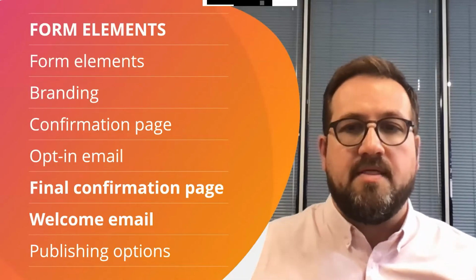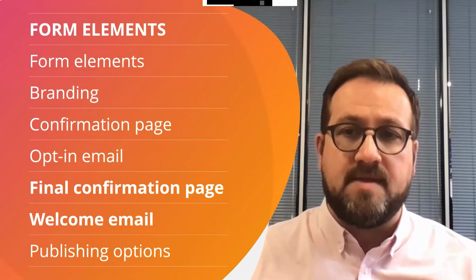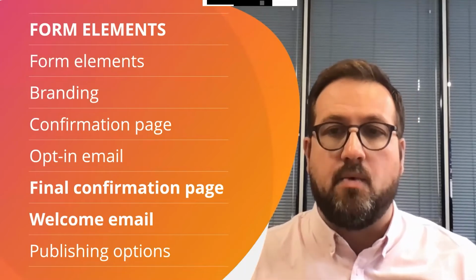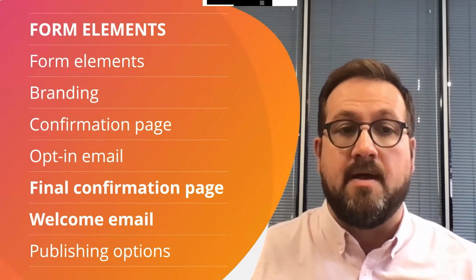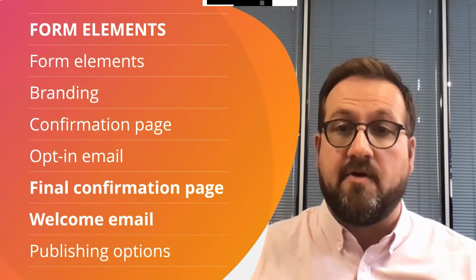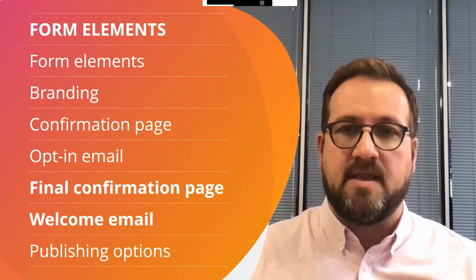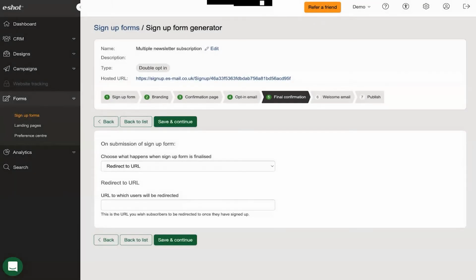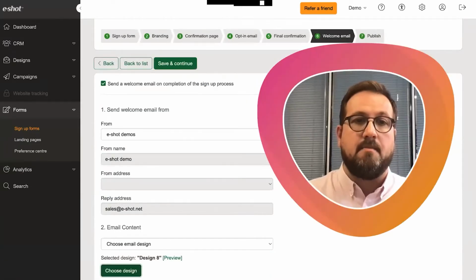Then we move on to some more optional steps, but I would still say they're important. So after they've opted in, again, reassure them that that has all worked successfully. You can drive people to a final confirmation email. So the same principle as what we talked about with the confirmation page. You then have the final confirmation page, which is where they end up after they've clicked on the link in the opt-in email. Again, you've got choice there. That can be redirected to your URL, so you could redirect them to your homepage or another piece of content on your website if you want to push a particular proposition at this stage, or indeed eShot will enable you to set your own message.